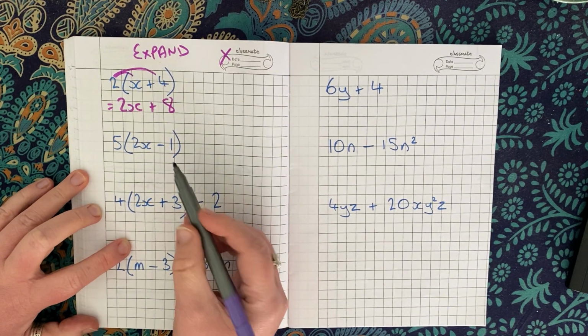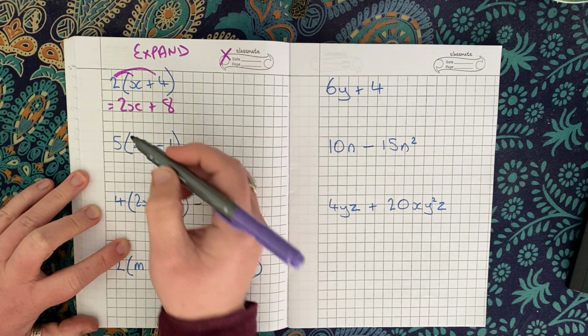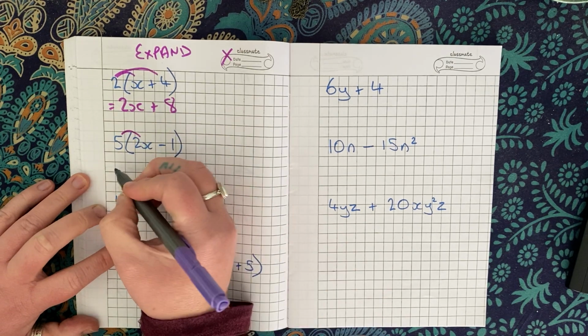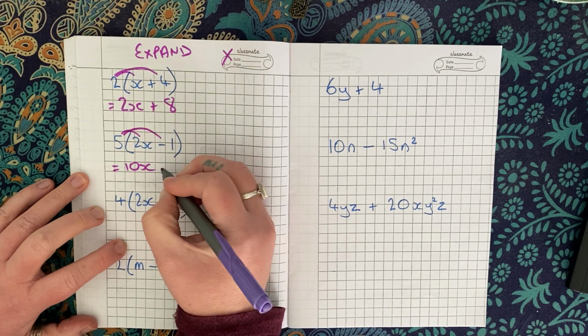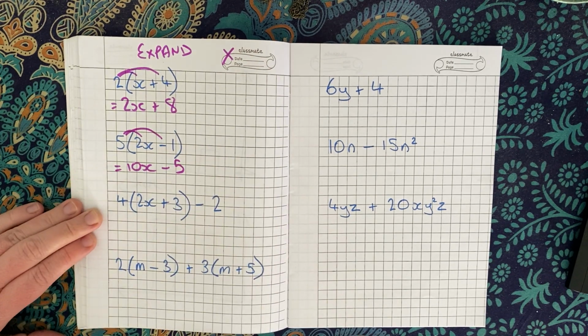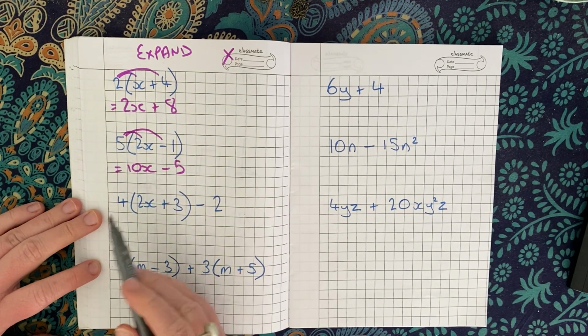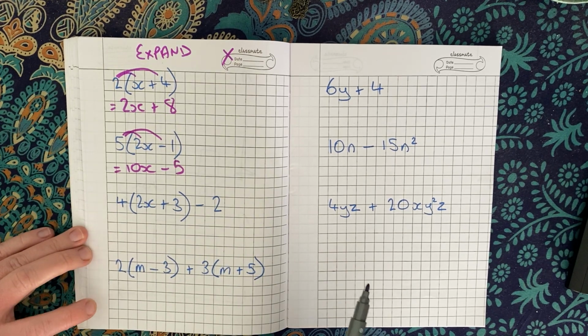All right, next one. This time we have a minus sign, so we've got to pay attention to that. I'm going to multiply 5 by 2x, so that gives me 10x, and then 5 by -1, which gives me -5.